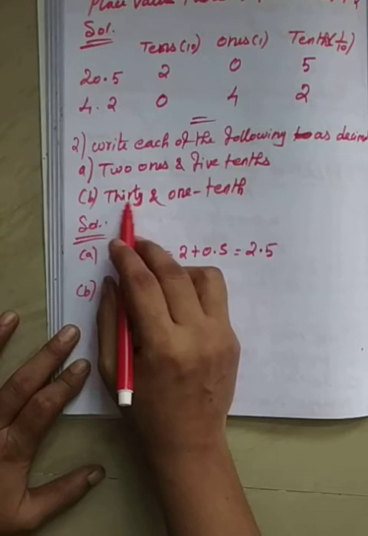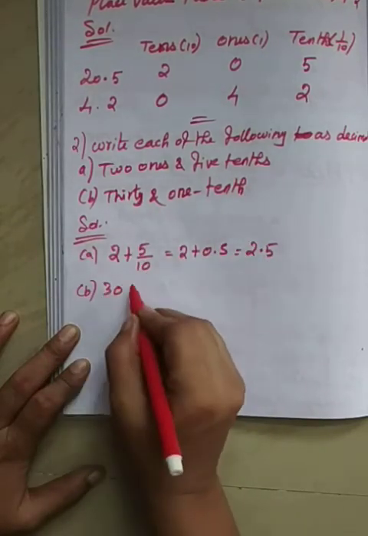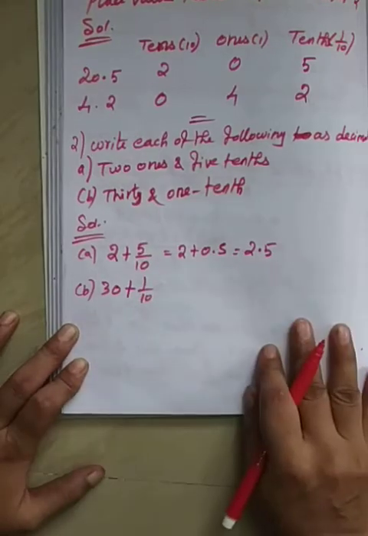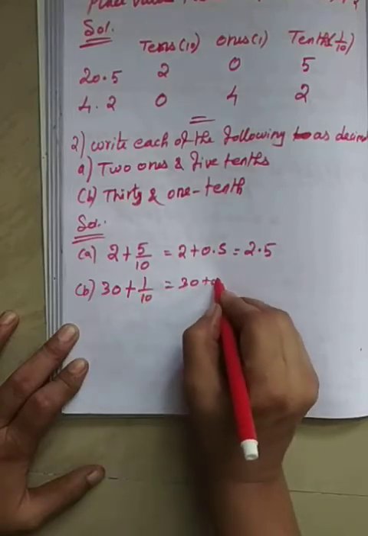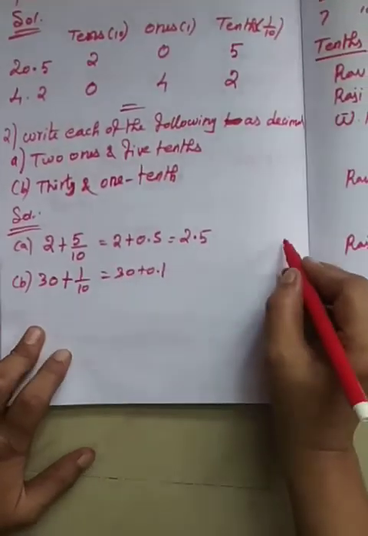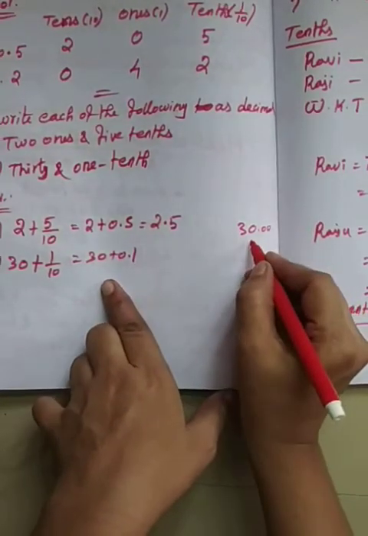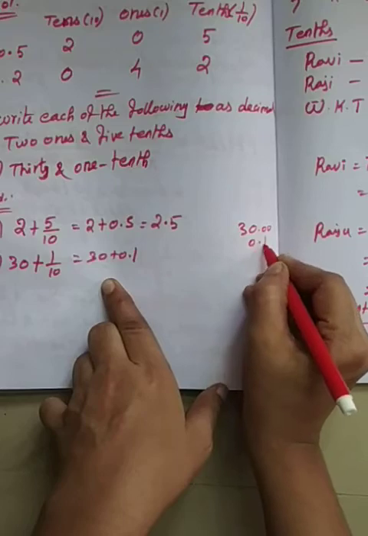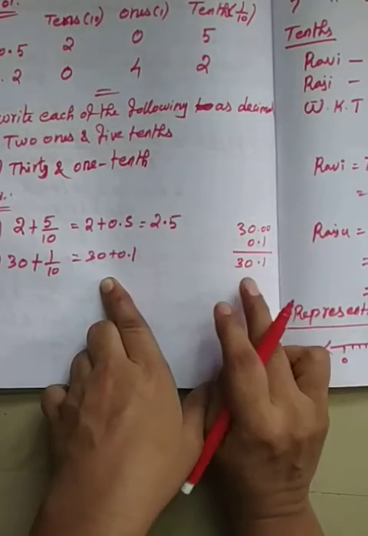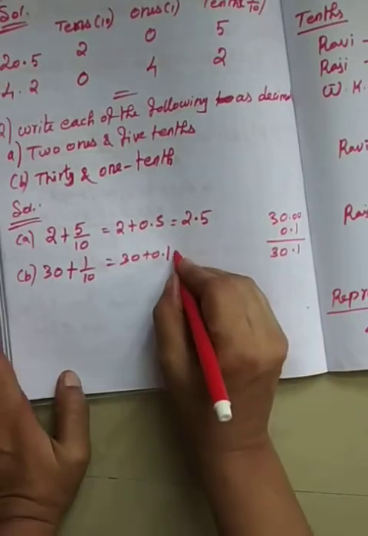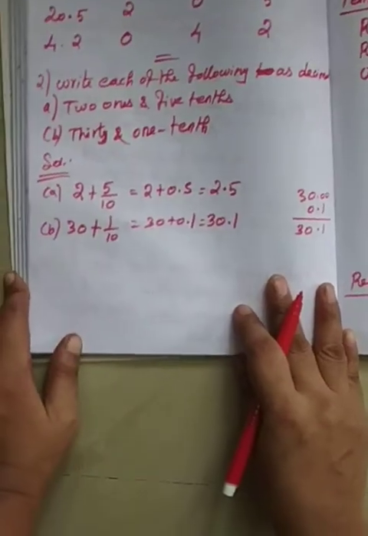Then second one, 30 and 1/10. How can you write 30 and 1/10? You can do it. What is 1/10? Everybody knows, 0.1. Now you can add. If you get confusion for addition, you can write 30.0 and 0.1. Now you can add. What is that? 30.1. So your answer is 30.1. Clear everybody?